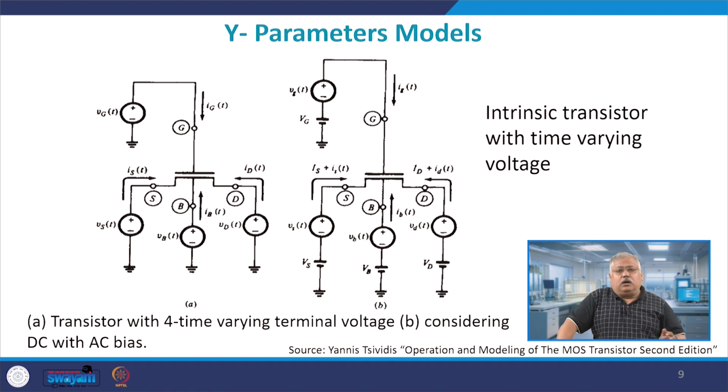Let us come to the last part of this lecture. The last few slides will be there for this lecture, and we will do a Y parameter analysis. Y parameter is sort of an admittance parameter, and we will see as we move along what the meaning of admittance is. We are again restricting ourselves to the intrinsic part of the transistor, and applying a time varying voltage at various points.